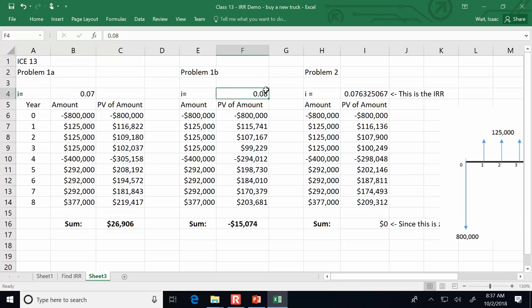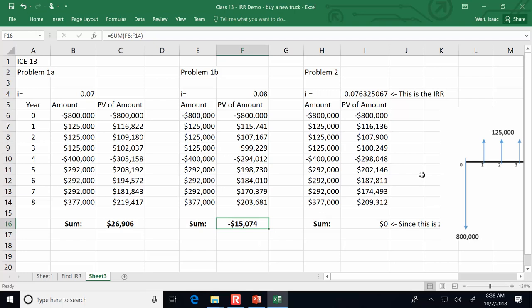At 8%, it's not going to work. You'll have a negative present value of those future amounts. The reason is that you're discounting those future revenues more rapidly, which means those future revenues aren't worth as much. The practical implication is, if you go to the bank and borrow money at 8%, your revenues aren't going to cover the cost of that loan. In fact, you'd have to take $15,000 out of your pocket to cover the loan, because the revenues aren't going to even just pay for the interest expenses.